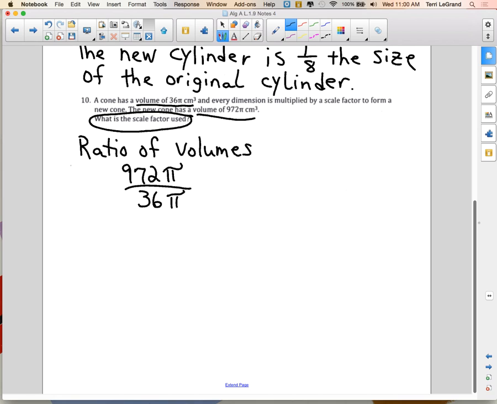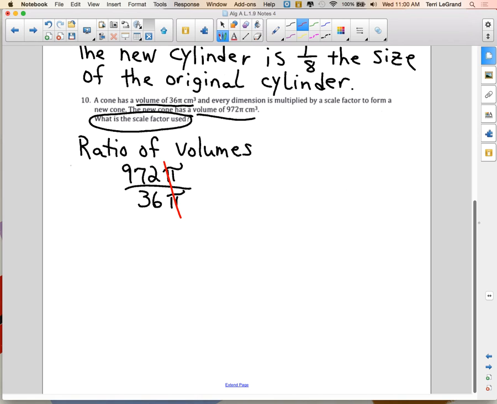Then when they leave the pi symbol in there, they're just telling us this is the exact volume. They didn't do any rounding. What is the rounding for pi? 3.14, yeah. But they didn't want to round, so they just left it in there. But if there's a pi upstairs and there's a pi downstairs, what can we do with them? Get rid of them. We can cancel them. We don't have to worry about that pi being in there. And now, we're going to simplify 972 over 36.